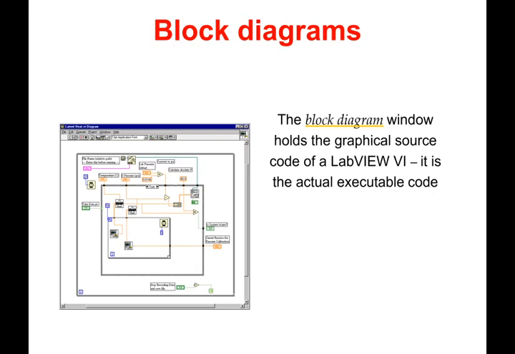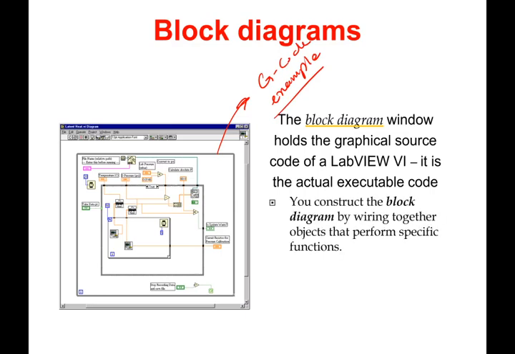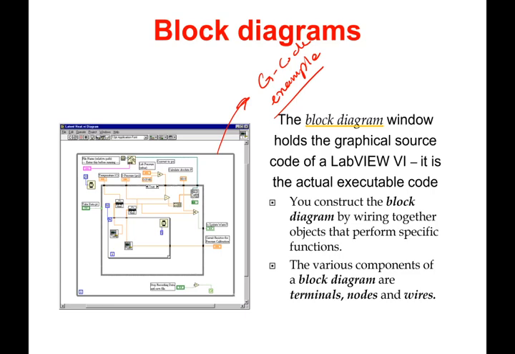The block diagram window essentially holds the graphical source code of the LabVIEW virtual instrument, and it is the actual executable code. So this is an example of G code. You essentially construct this block diagram by wiring together objects that perform specific functions. The various components of block diagrams are terminals, nodes, and wires.